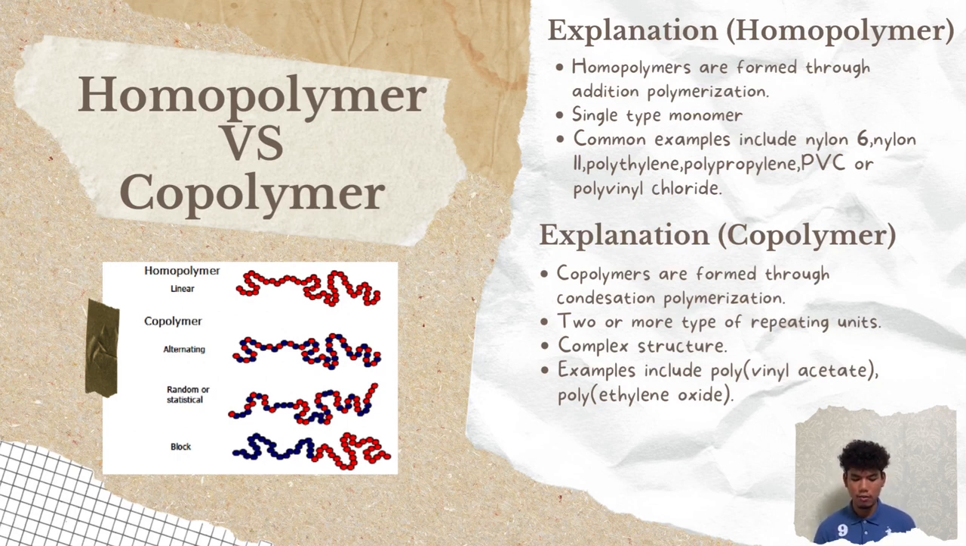Copolymers are formed through condensation polymerization and have two or more types of repeating units and a complex structure. Examples include polyvinyl acetate and polyethylene oxide.